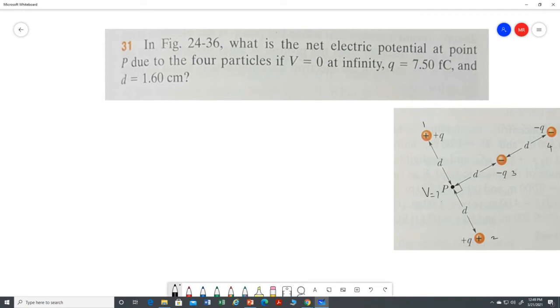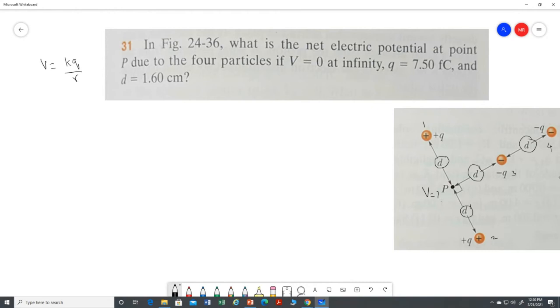So you have 4 charges, and each charge has some distance to the point P. What should be the net potential at the point P with these 4 charges? Again, I have to deal with the same formula, V equals KQ over R, where R is the distance. But what is the distance here? D. According to this picture, my R is exactly equal to D.